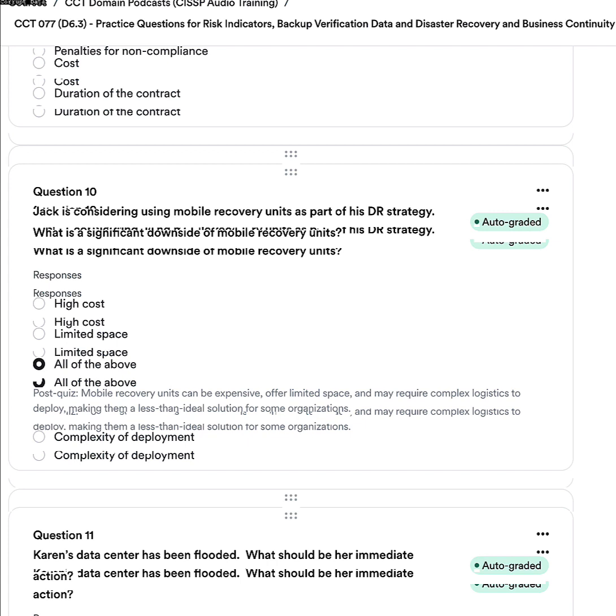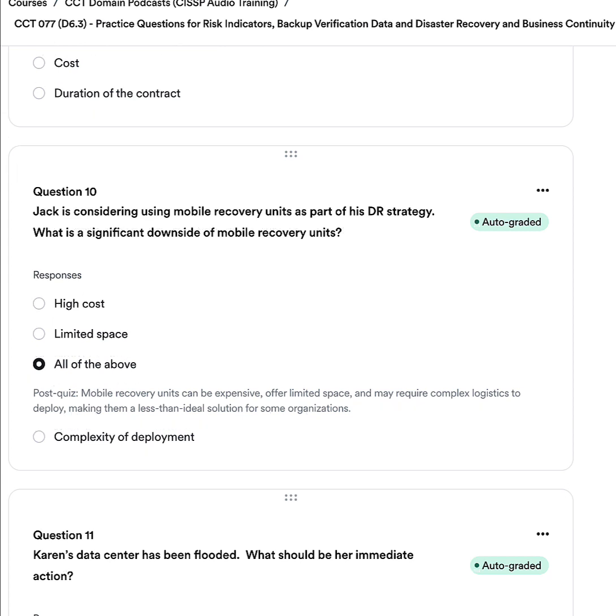Question 10. Jack is considering the use of mobile recovery units as part of his DR strategy. What is a significant downside of a mobile recovery unit? A mobile recovery unit is like a big trailer that you drive around on a semi. Those are set up to go to a location so that you can recover quickly. So what is the most significant downside of a mobile recovery unit?